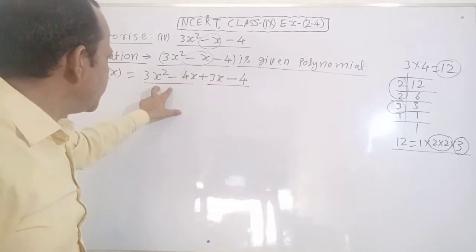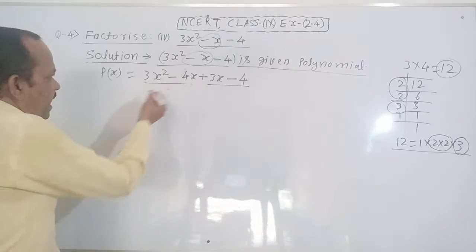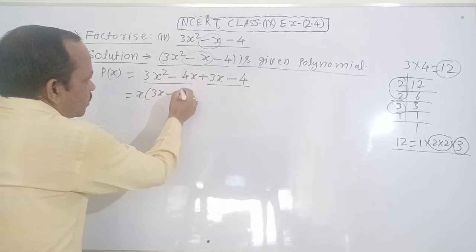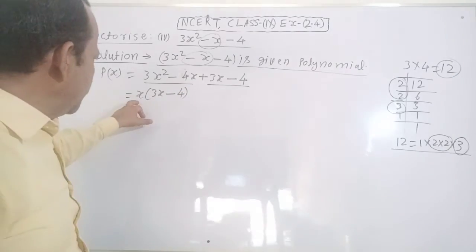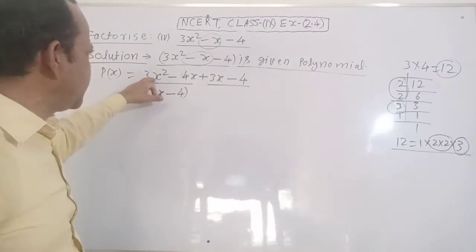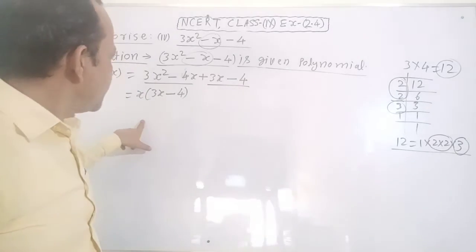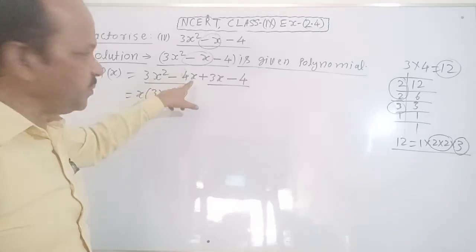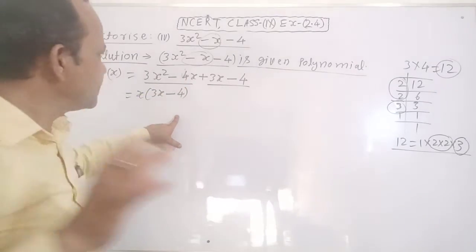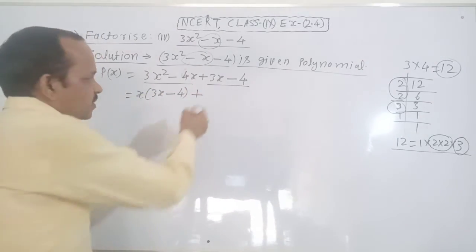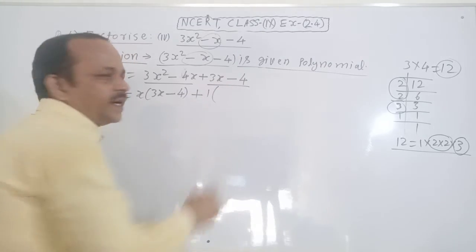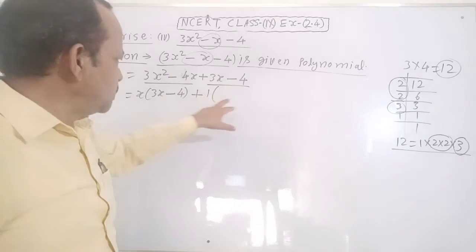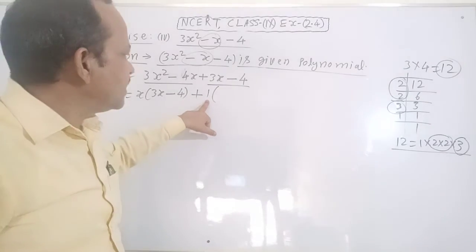Clear? Here you can take common x. Here it becomes 3x, here minus 4. If you multiply x and 3x, it becomes 3x square. It means it is right. If you multiply x and minus 4, it becomes minus 4x. It means it is right. It is clear? Here plus. In the second pair, you can take common 1.